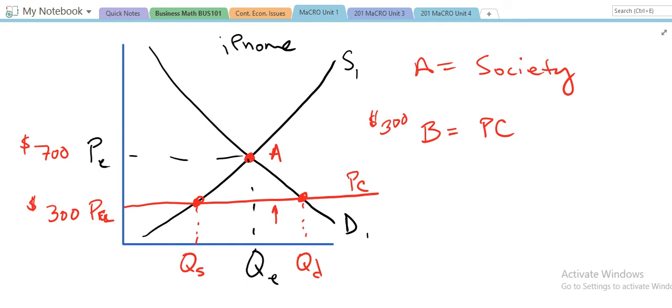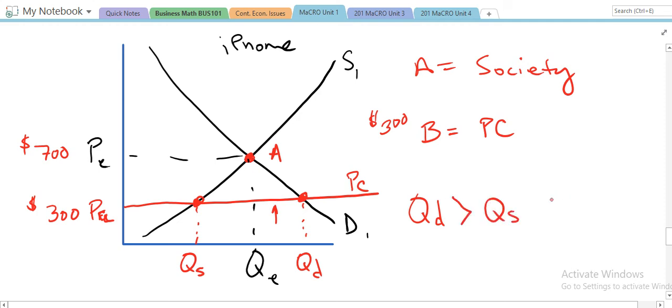And usually price ceilings create, in economics we say, black markets, because what you would do with those extra iPhones is not give them to people, you'd probably sell them. You'd go sell them online, and people that couldn't find one in the store would end up paying $700 for it anyway. So what does this create? Well, if we look down, our quantity demanded now is greater than our quantity supplied. And this is going to give us a shortage.